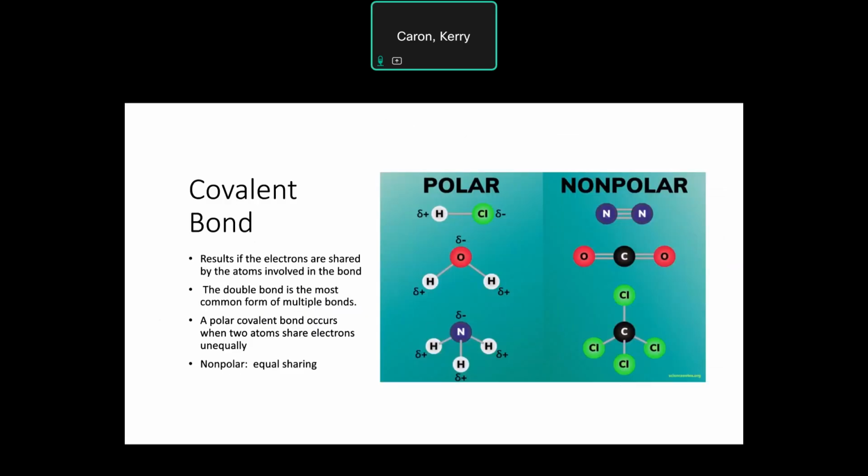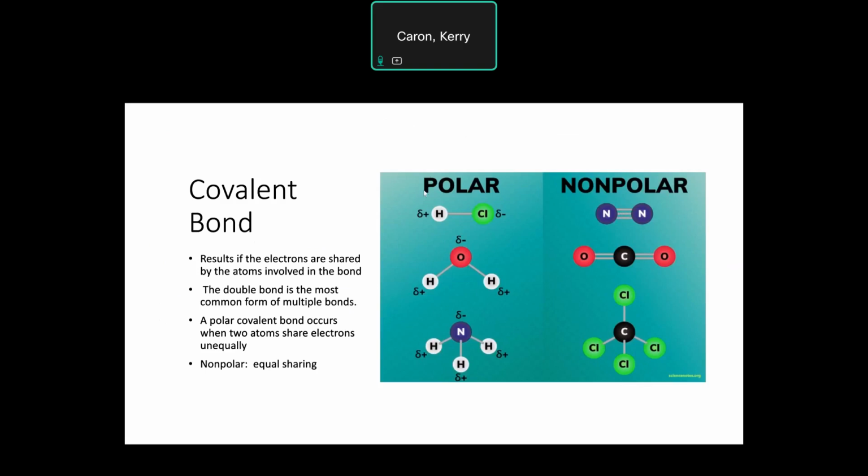Okay, a little bit about bonding. Most of the reason that you need to know a little bit about bonding is because of the properties of water in the body. So covalent bonds happen if electrons are shared in a bond. So the key word here being shared. And a lot of times in covalent bondings, we have double bonds.